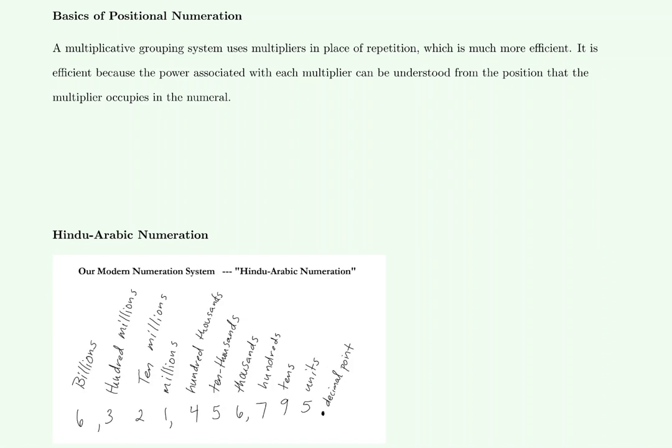In this video, we are going to review other historical number systems and introduce the idea of a positional system. Earlier, when we learned about the Egyptian numeration system, we saw that if we wanted to express 2,000, we had to write the symbol for 1,000 twice.